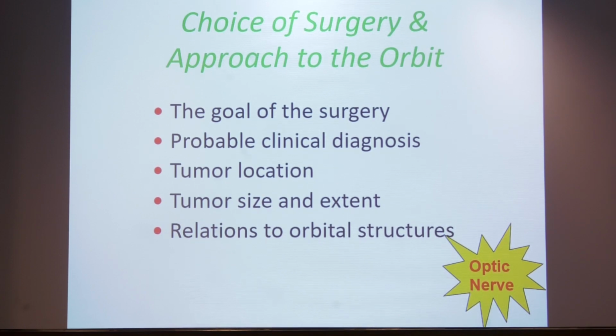The choice of surgery and approach to the orbit depends on five important factors. What is the goal of the surgery? Whether you want to completely remove the tumor or only a small part of the tumor. What could be the probable clinical diagnosis? Where exactly is the tumor located, the tumor size and extent, and what is its relation to the neighboring orbital structures, especially the optic nerve.